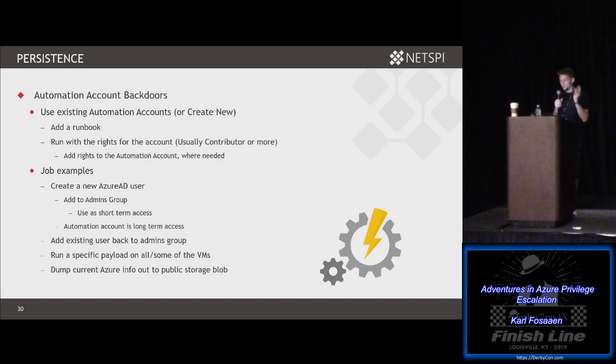But let's say that you create an automation account, give it a bunch of excessive permissions, and use that as your long-term persistence. You can add a runbook, use that runbook to run the code that you want, and it runs with the rights of that specific automation account. So let's say you want to create a new Azure AD user. You can use that new user as short-term access, and then use this automation account as your long-haul, long-term access, and just burn off new AD users that you create, because this automation account's probably going to persist a little bit longer.